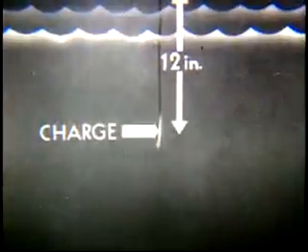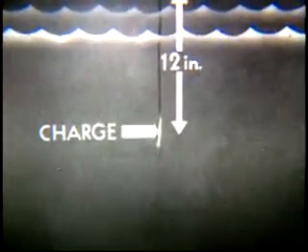Here, a number 8 electric blasting cap is exploded 12 inches below the water surface. The total depth of the water is 6 feet. Note that each succeeding pulse decreases in amplitude and duration. The depth below the surface is increased to 24 inches. The object at the extreme right is the illuminating lamp. You may observe a cavitational fog coming from the lamp.